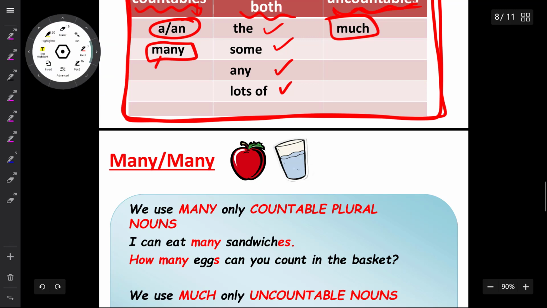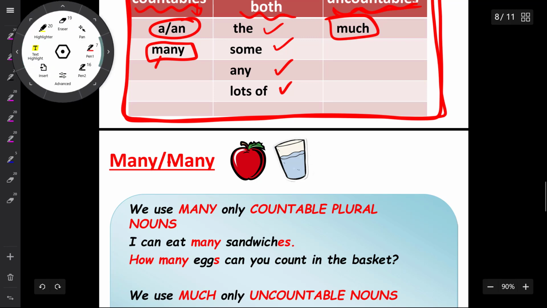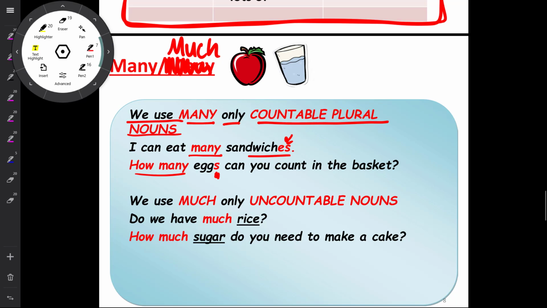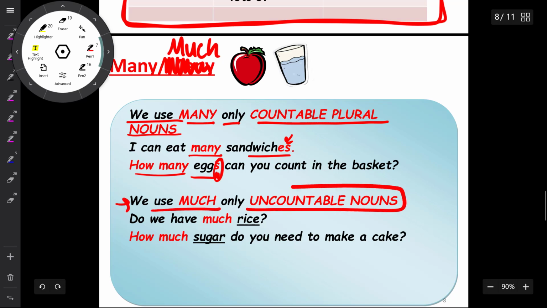As I said, this is not correct. I'm sorry. I wrote much here. Okay, much and many. What are they? We use many only with countable plural nouns. I can eat many sandwiches. Let's look, plural. How many eggs can you count in the basket? Eggs are countable and plural.